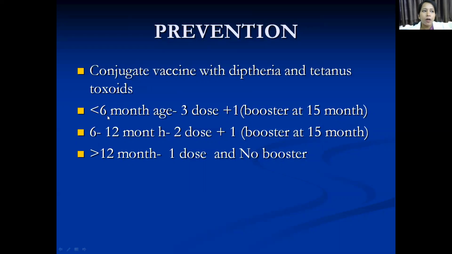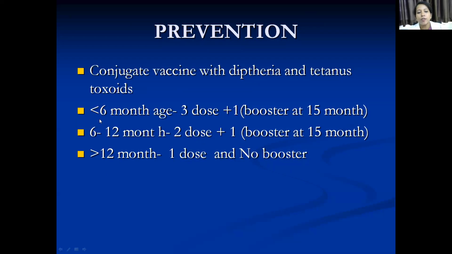If the child starts the vaccine before 6 months, 3 doses are needed and 1 booster dose at 15 months. If between 6 months and 12 months, it is 2 doses plus 1 booster dose at 15 months. If someone has forgotten to give this vaccine, after 12 months 1 dose is enough. No booster dose is required.